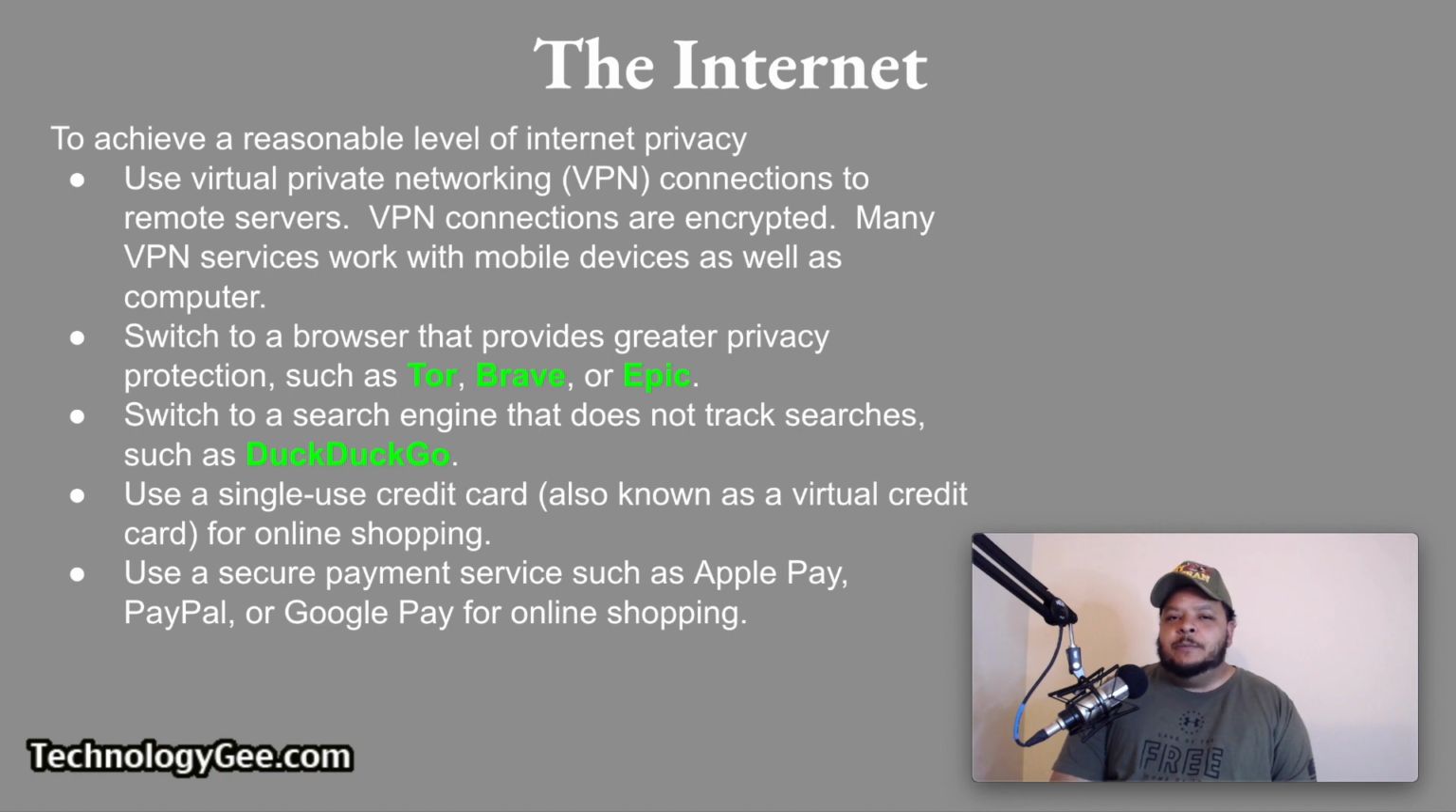You can switch to a browser that provides greater privacy protection such as Tor, Brave, or Epic. You can switch to a search engine that does not track searches such as DuckDuckGo. You can use a single-use credit card, also known as a virtual credit card, for online shopping. And you can use a secure payment service such as Apple Pay, PayPal, or Google Pay for online shopping.